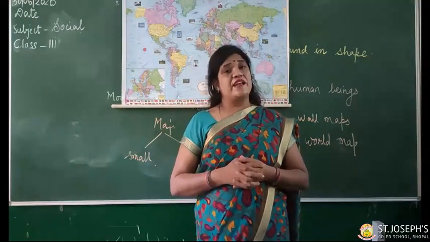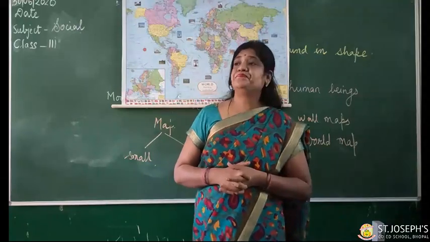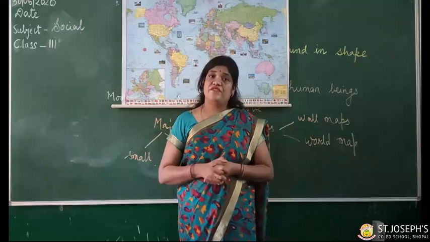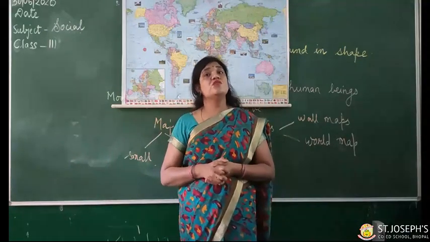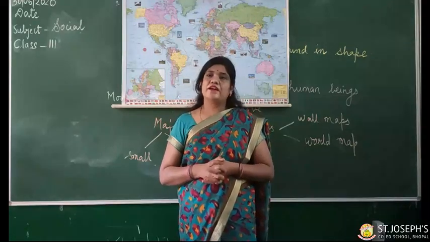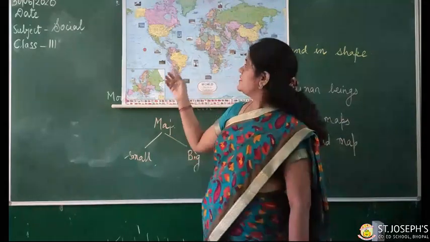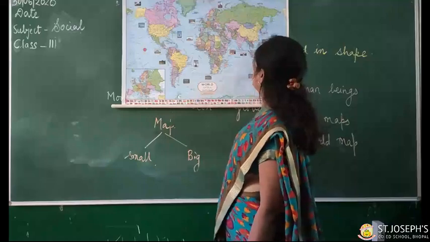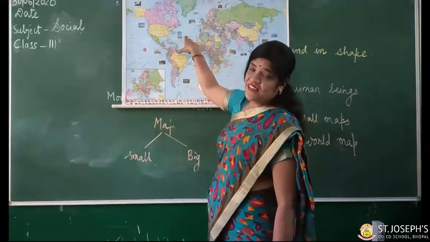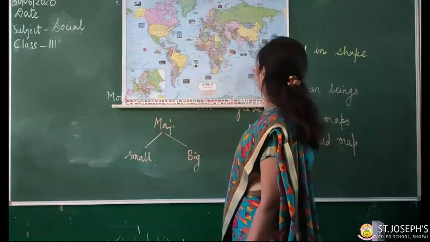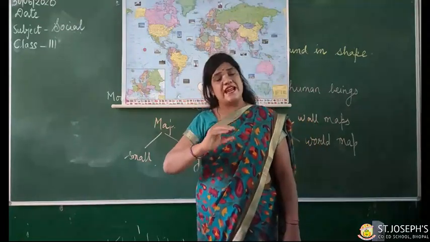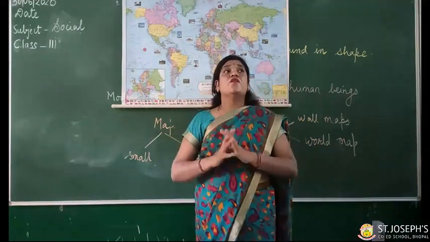So children, I would like to recapitulate it once again. What have we read till now? We have read about globe, we have read about maps, we have read about wall map, we have read about world map. And I have told you that this blue color shows water bodies. You can see this blue color, this is all water bodies. And this brown one is landmass.